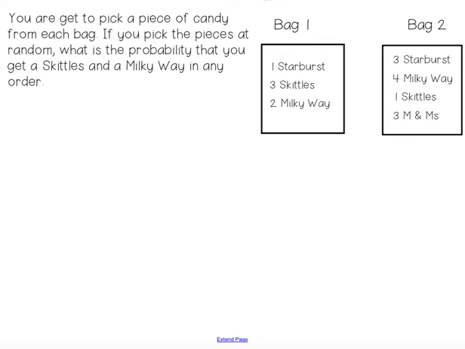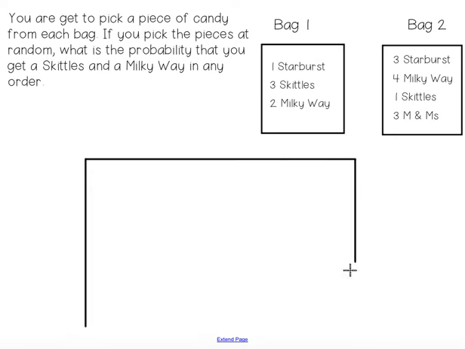So this one I also think it'd be best if I set up a probability table. So I'm going to start that way. And for this one, I'm definitely going to use that second method of labeling with the probability, because this one has 5 options and this one has 7, 10, 11 options, and I don't want to have to write out Starburst, Milky Way, Skittles, and M&Ms 11 times. So bag 1 has 3 options, and bag 2 has 4 options.